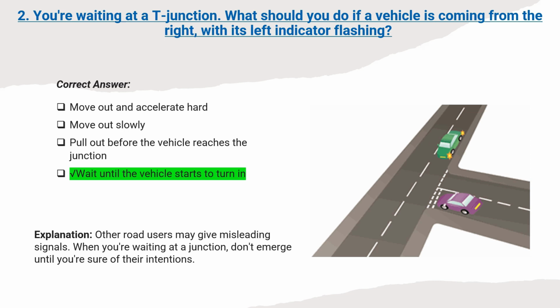Explanation: other road users may give misleading signals. When you're waiting at a junction, don't emerge until you're sure of their intentions.